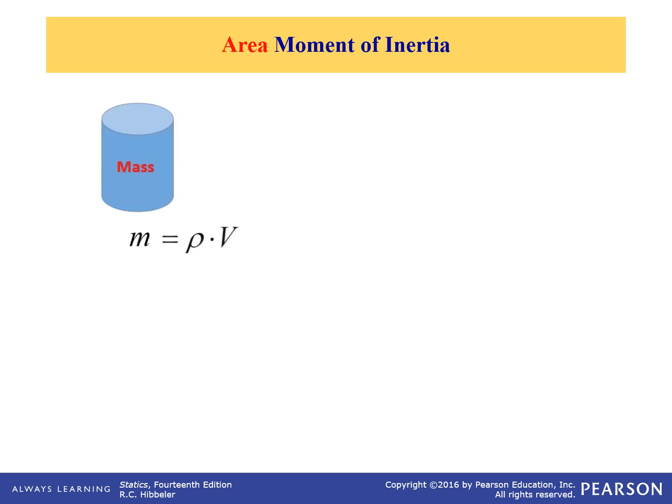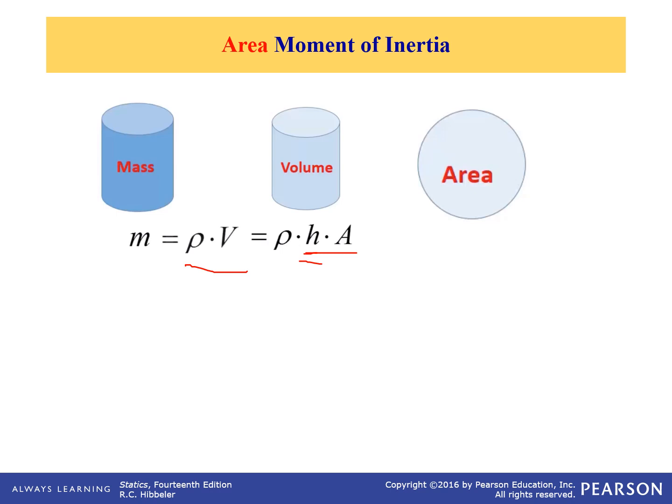So for an object with a certain mass, if it has uniform density rho, the mass can be written as m equal to rho v here. And then we can use the volume to represent the object. And if the volume has a uniform thickness h, then v will be equal to h times A. Now we can further reduce the shape to an area. The area can be considered as a geometry reduction of the object.